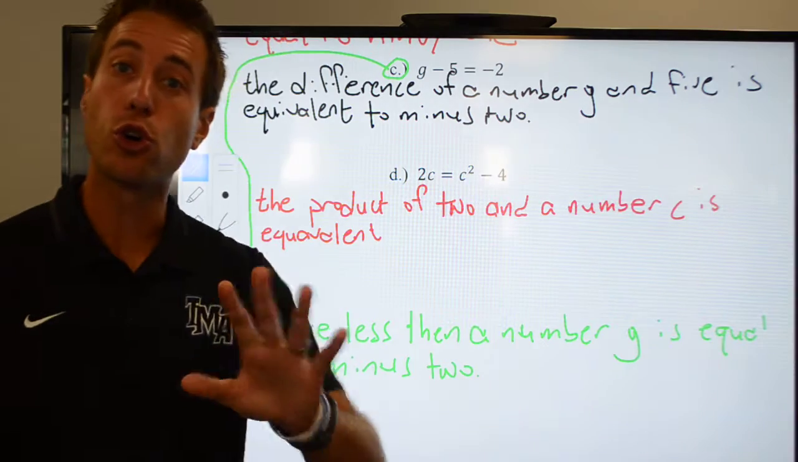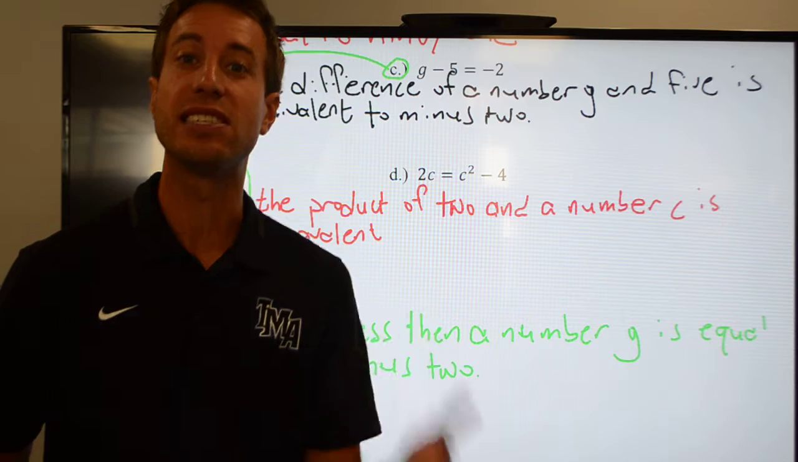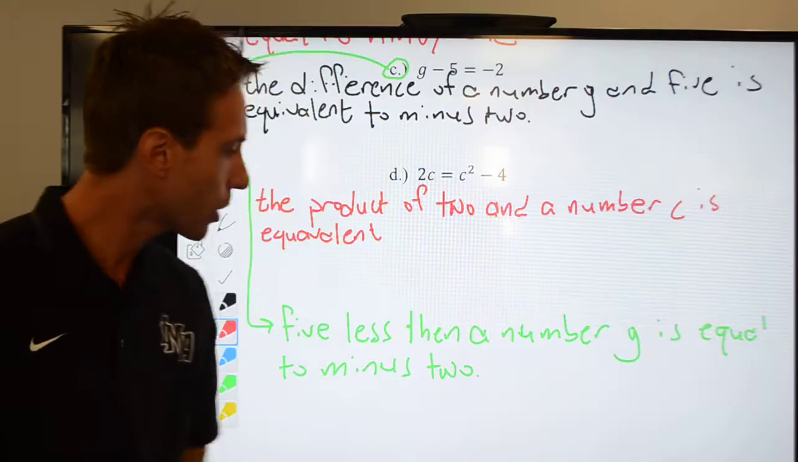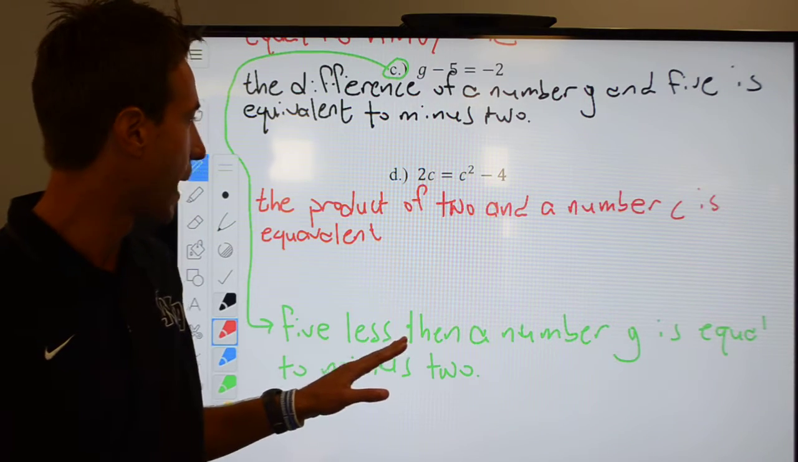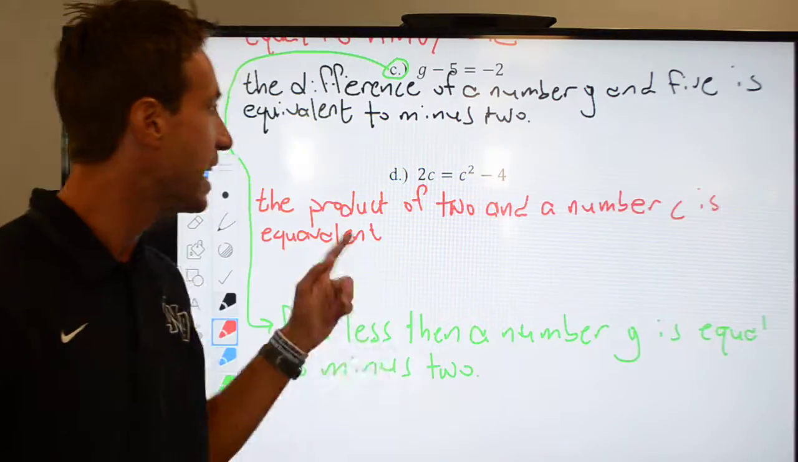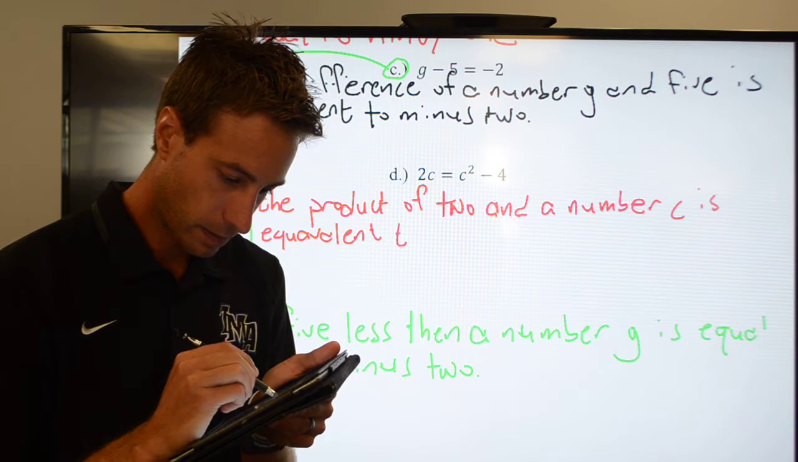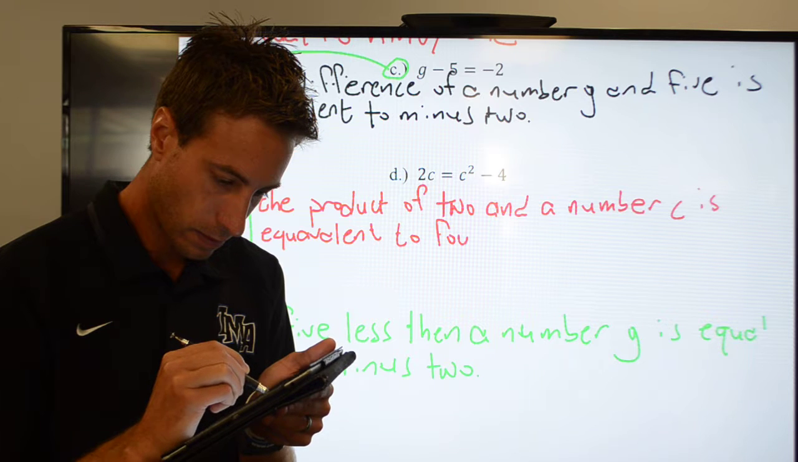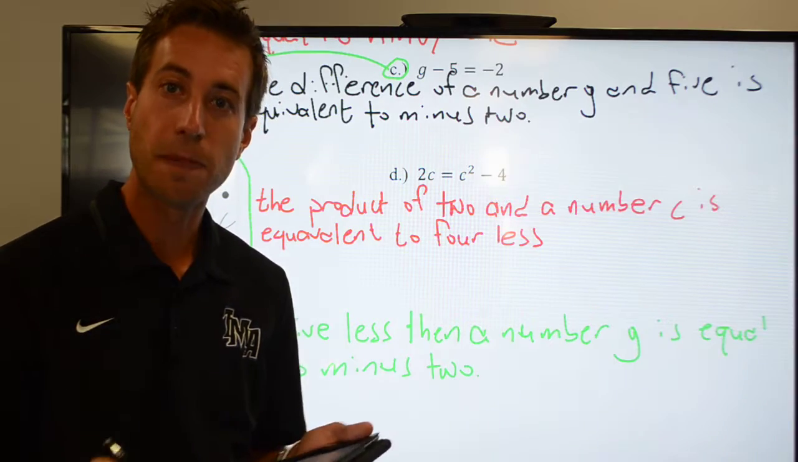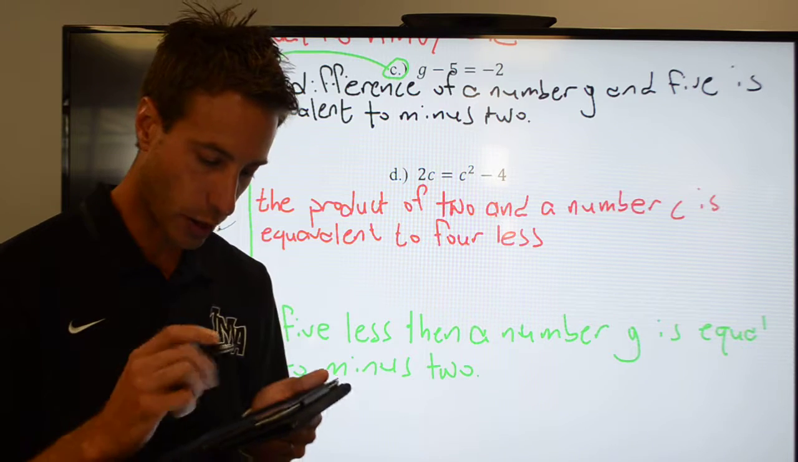Now, at this point, you could go ahead, perfectly good word, and say equivalent to the difference, and then describe what you're taking the difference of. That's awesome. But I said we were going to try to write it this way. So here's what I think it would look like. The product of 2 and a number c is equivalent to 4 less than a number c, squared, because c is squared.